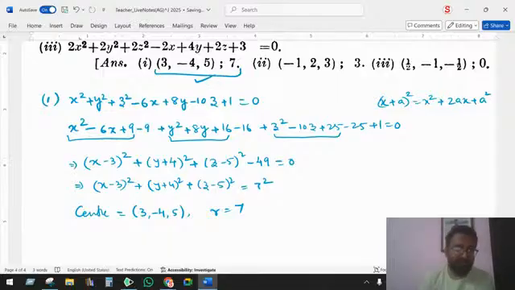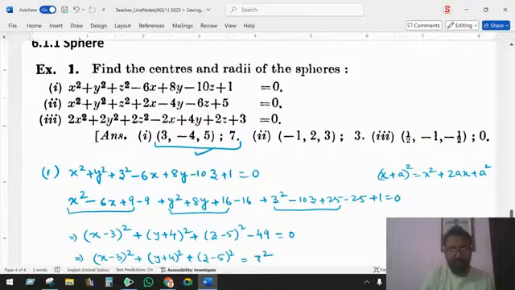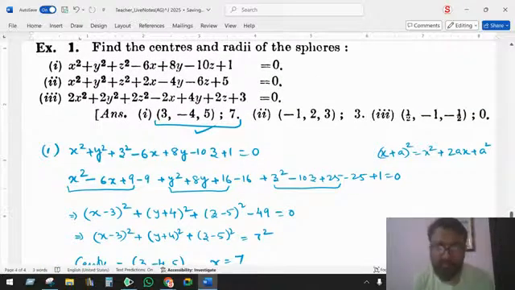Now your work is to do the second problem and the third problem. Please try to do it now. If you have any difficulty with addition or subtraction, I will help you. Please write down on a paper: x square plus y square plus z square plus 2x minus 4y minus 6z plus 5 is equal to 0. Please make it. Are you doing? Yes, sir. Okay, please continue.